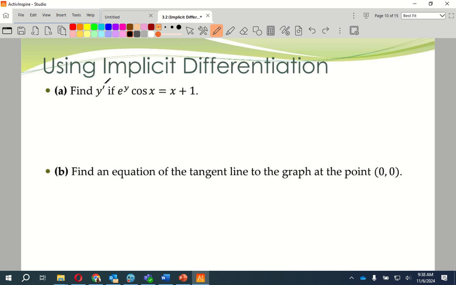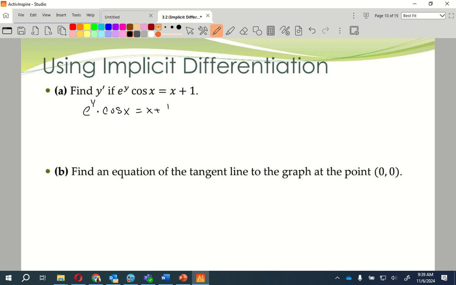Find y prime, so the derivative of y, given e to the y cosine x equals x plus 1. Now I have to turn my thing back on and hopefully it will continue working. Alright, let's go ahead and find the derivative here. So if it is e to the y times cosine x equals x plus 1.